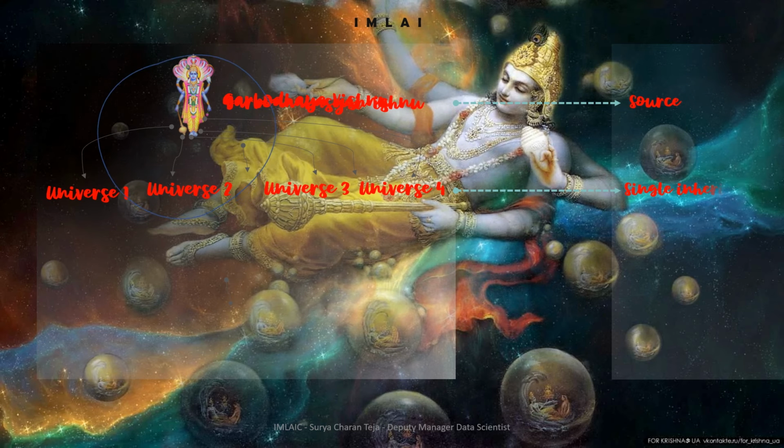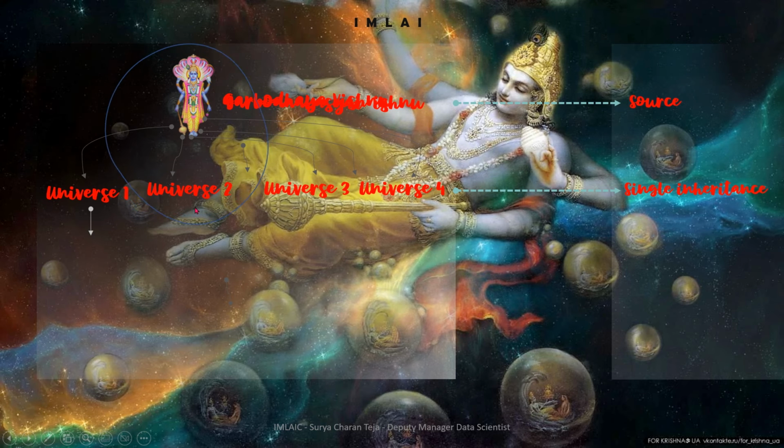And then each universe, universe 1, universe 2, universe 3, universe 4, inherits all attributes and behaviors only from one entity, that is Garbhodakshai Vishnu. That's why these universes are all called single inheritances, or single inherited entities or single inherited classes. Universe 2, for example, only inherits from Garbhodakshai Vishnu. So that's the reason this is a single inheritance.